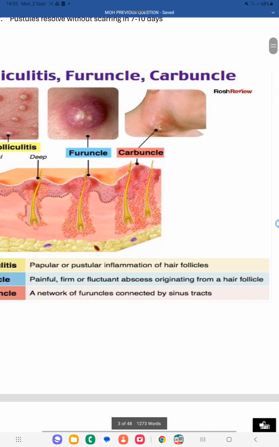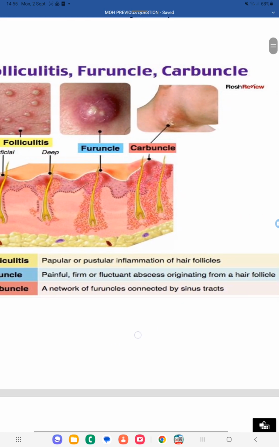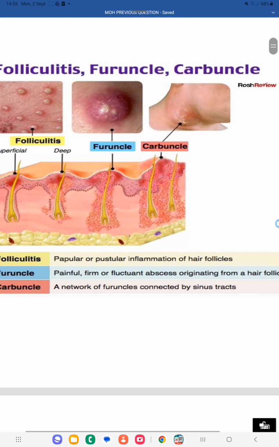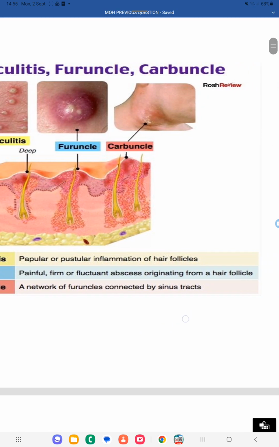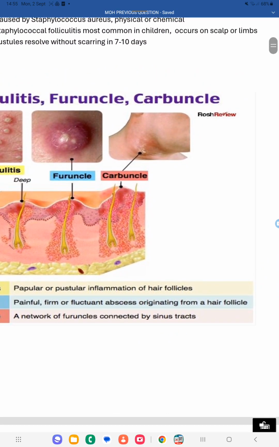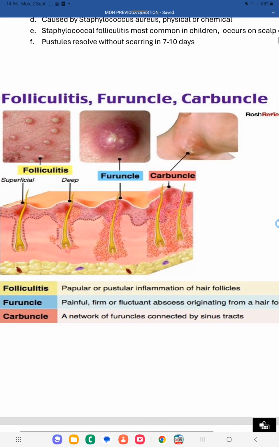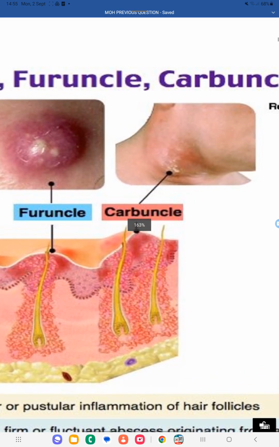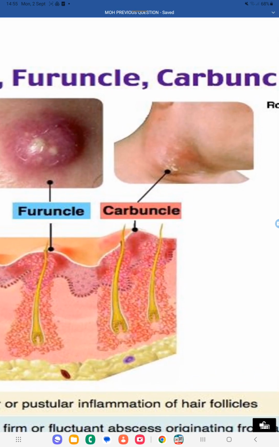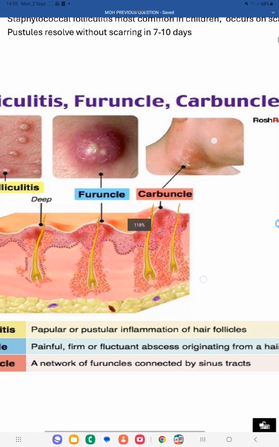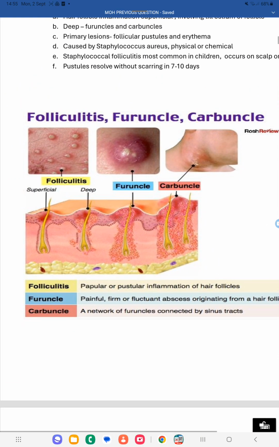Okay, in a furuncle you will be getting an abscess formation. Okay, and carbuncle means a network of furuncles connected by a sinus tract, which means a group of hair follicles will be infected. Usually in folliculitis only one hair follicle will be infected. So carbuncle means a group of hair follicles will be infected, so you will be getting a severe abscess formation, like a severe neck swelling you can see. So that much area has become infected. Such a deep infection is called carbuncle.